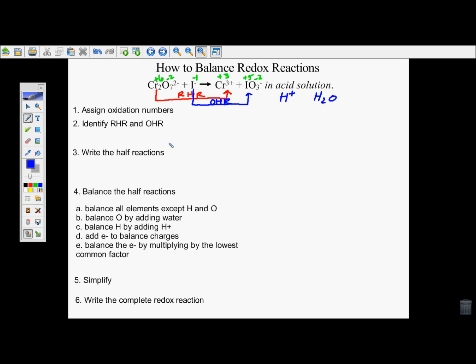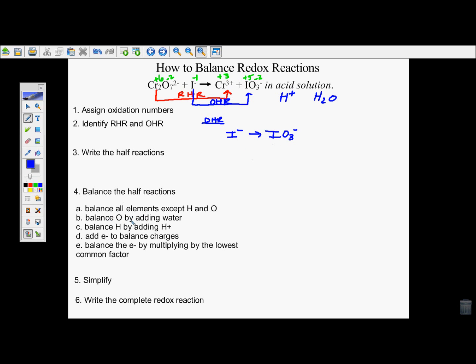Let's start with our oxidation half reaction. Once again, it's very important that you leave yourself plenty of room on either side of the reaction. So I'm going to start right here with my iodine ion, going all the way to iodine trioxide. Now, to balance it, 4A says balance all elements except hydrogen and oxygen. So in this case, that's just iodine, which is already balanced.